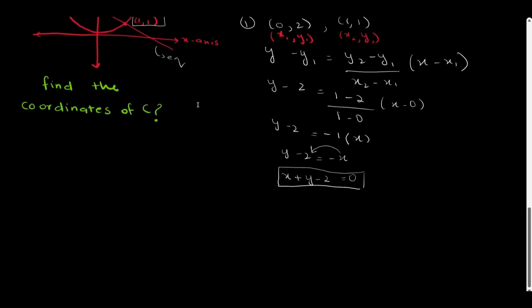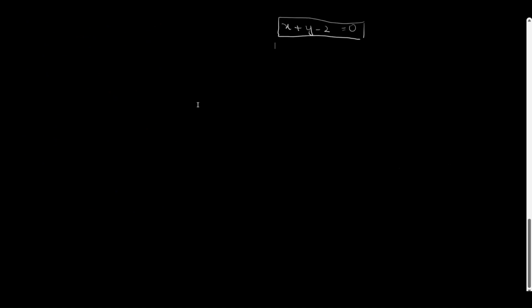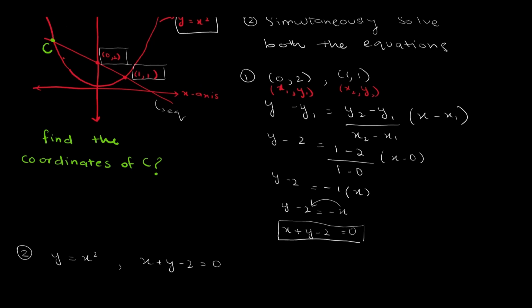Now let's move on to step 2 of our problem, which is solving both the equations simultaneously. So now we have 2 equations, y equals x squared, and we have another equation, x plus y minus 2 equals 0. So why are we solving these equations simultaneously? Because solving an equation simultaneously basically gives us the intersection between 2 lines or two functions, right? So it gives you the intersection between the 2 equations.